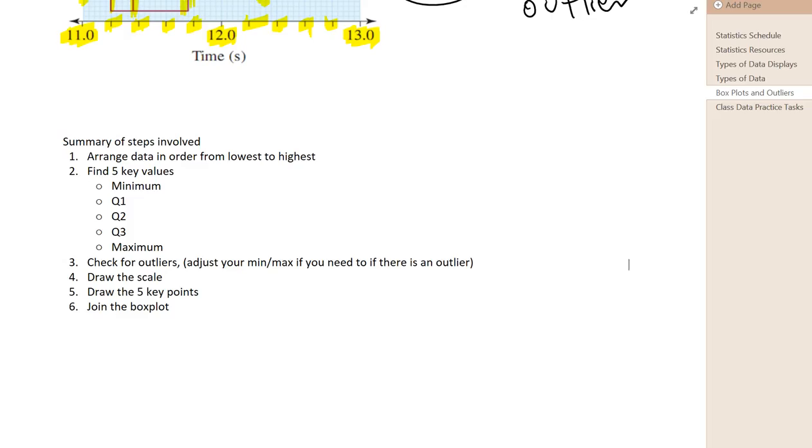So here's a quick summary of the steps involved to draw a box plot and check for outliers. First, arrange your data from lowest to highest. Then find your 5 key values: your minimum, your Q1, Q2, Q3, and your maximum. Step 3, check for outliers. If there is an outlier, you might need to adjust your minimum or your maximum value. Then draw your scale, draw your 5 key points in, and then join the box plot together.